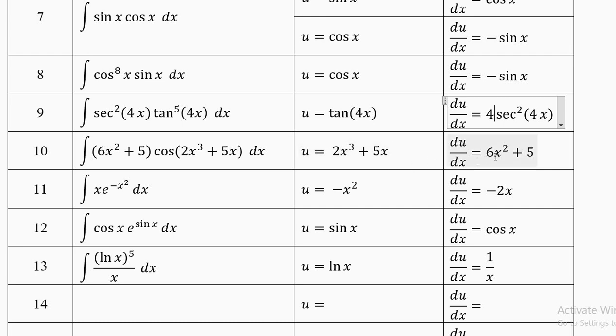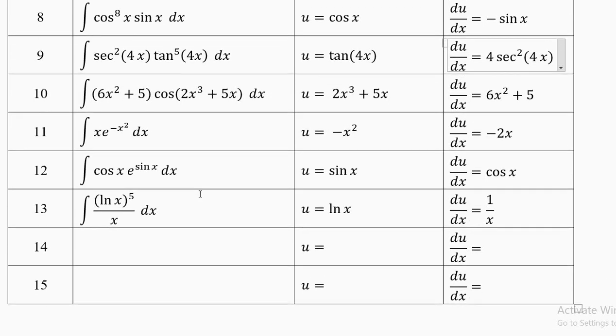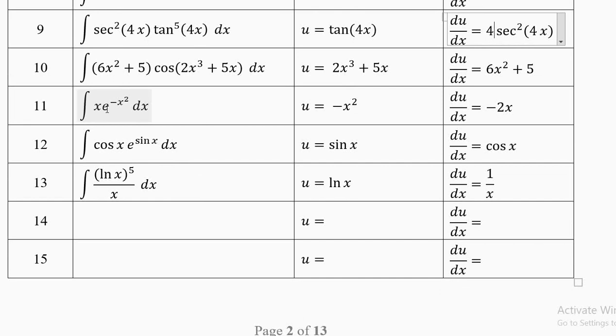Now derivative of this is 6x square plus 5, and you have 6x square plus 5 sitting here, so integration will be easy. Here this is the example 11, e is the exponential function, and so u is equal to minus x square and the derivative is minus 2x. You can do it, and x is sitting here, here it is minus 2x, minus 2 will get adjusted, here it is 1, so you don't have to adjust it.